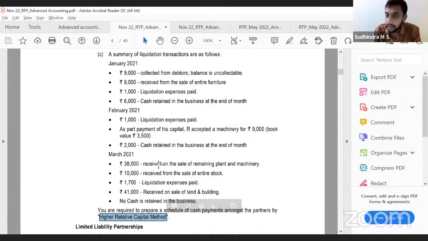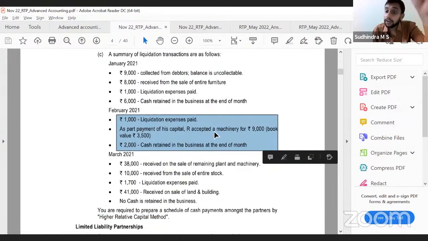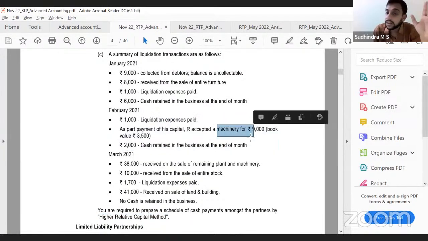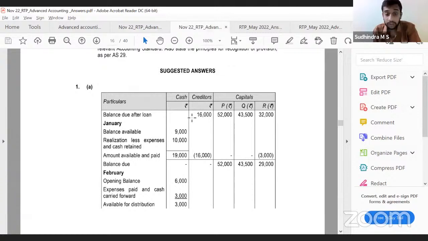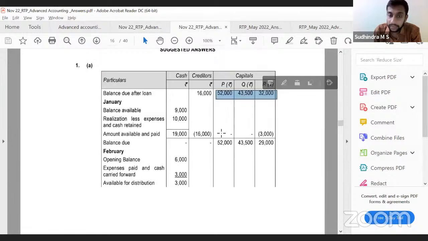We have solved a similar problem. In that, in the second month, we had takeover of equipment only. Here we have takeover of machinery. Same, basically it's the same adjustments, right? We'll quickly look into the answers. We'll not go into detail because we have already solved this type of problem. Creditors and capital are the liabilities that we have. This is after adjusting partner's loan.